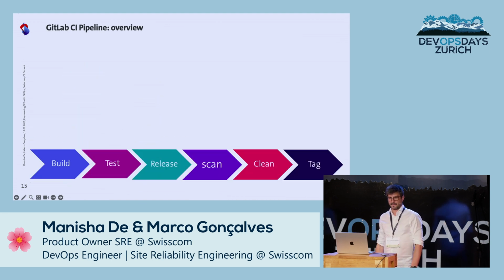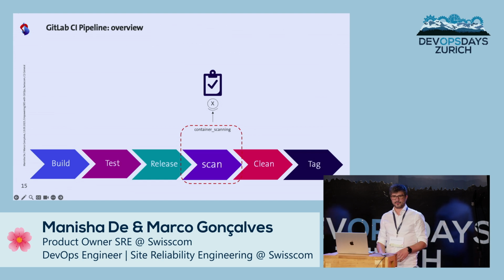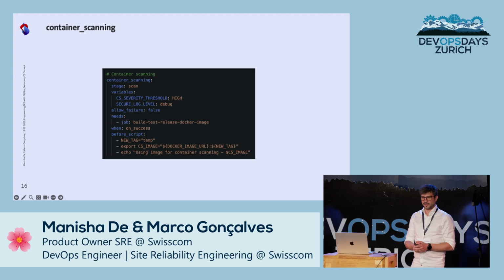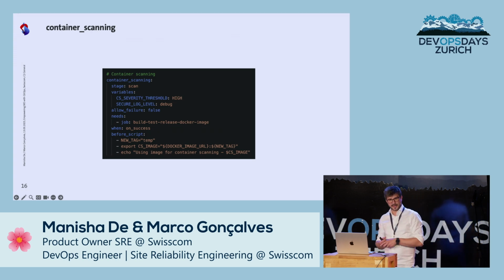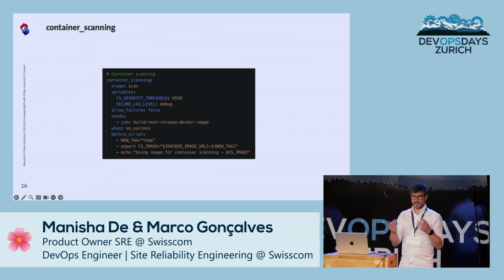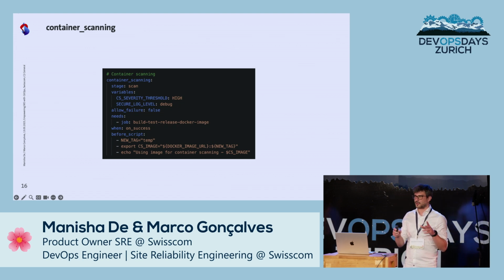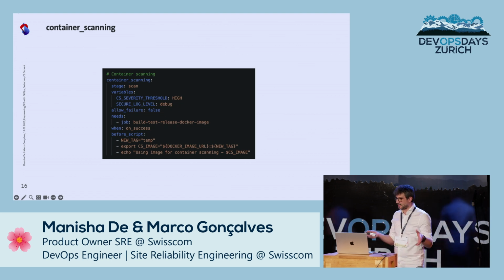Next step. So we will scan our image for vulnerabilities. How are we doing this? So we are using the GitLab template container scanning. By default, you know the container scanning will not fail. And here we should and we could implement tests on the results of the container scanning. For the demo's purpose today, we didn't do it, but we should do it definitely.